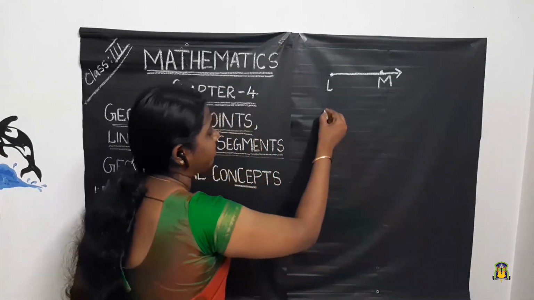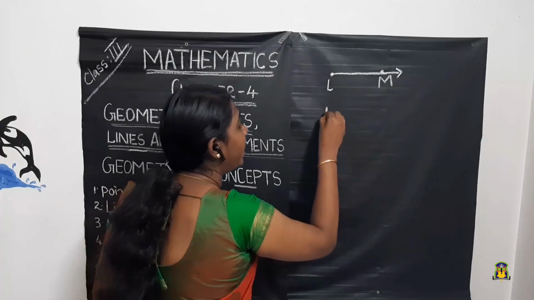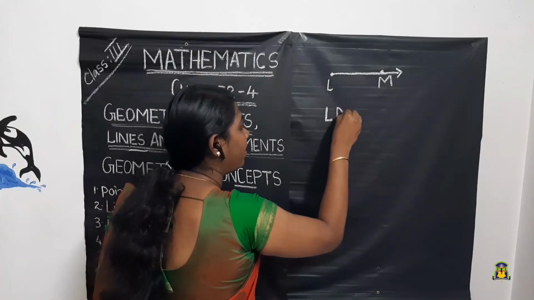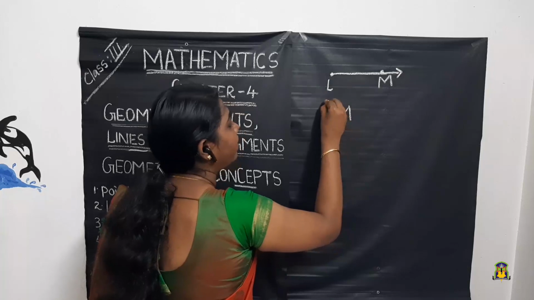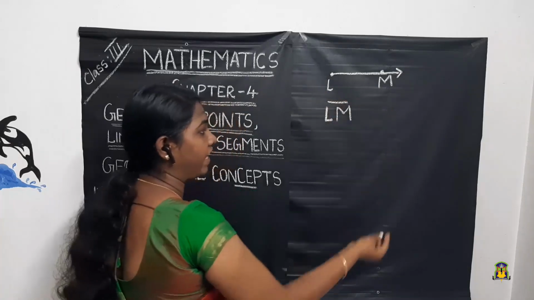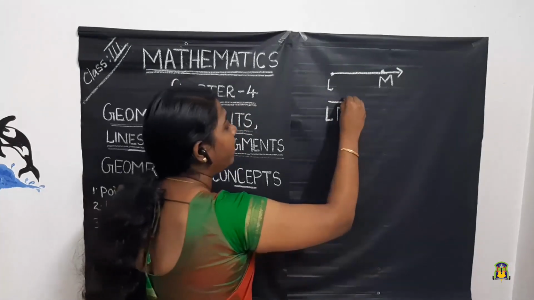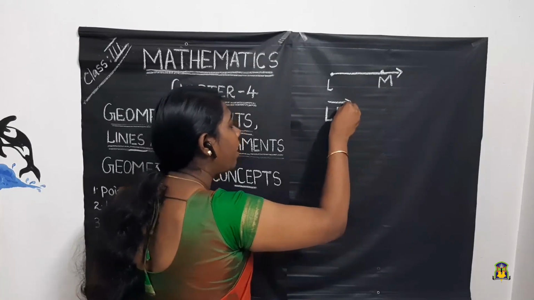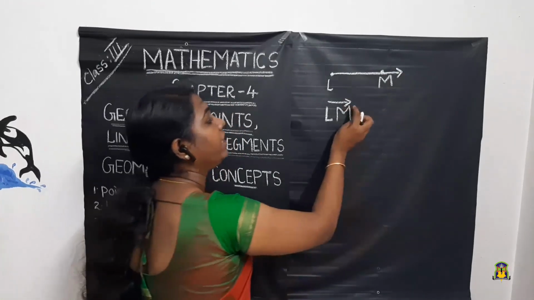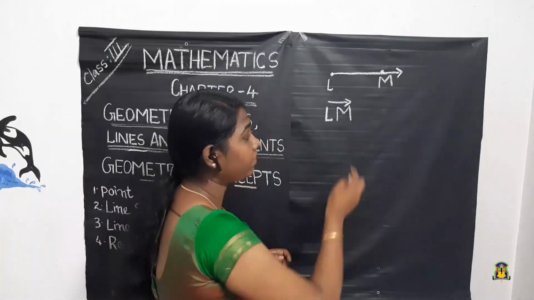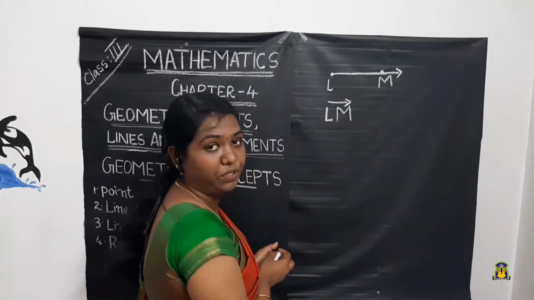Then how will we represent the ray? We will represent it as ray LM. LM we will write. Then we will draw a small straight line on the top. Then we will draw one arrow mark on one side of the straight line.